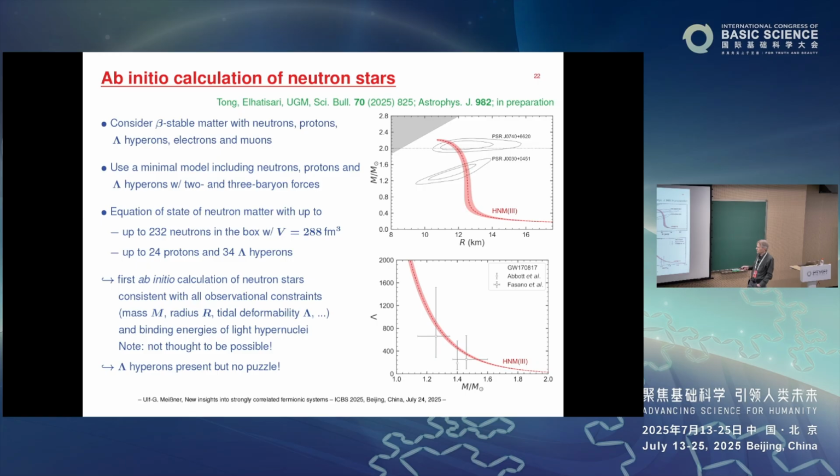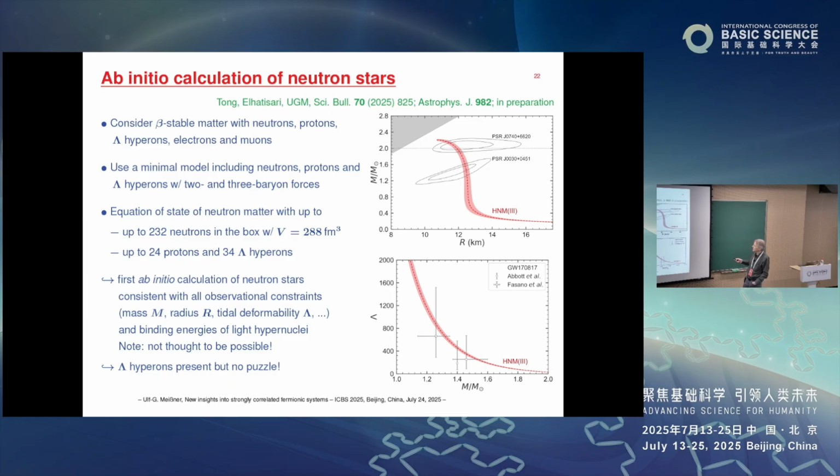And this is essentially 6 times nuclear matter density, and we had up to 24 protons and 34 lambda hyperons. And here you see the mass-radius relation which we get. So that's the radius of the neutron star in kilometers. That's the mass in terms of the solar masses. And we get this famous behavior that you can get up above two solar masses.